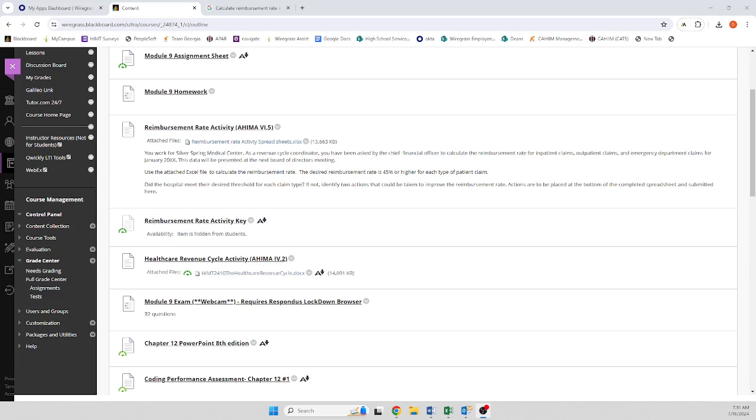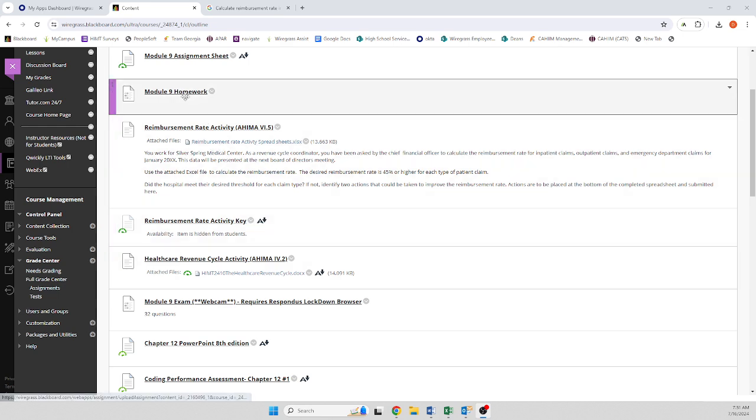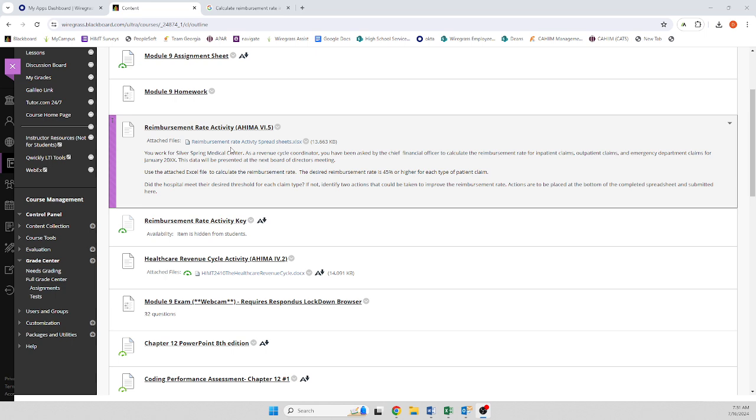Module 9's homework. So for our homework for Module 9, we have our chapter questions. The next thing we have is a reimbursement rate activity spreadsheet. It says you work for Silver Springs Medical Center as a revenue cycle coordinator. You've been asked by the Chief Financial Officer to calculate the reimbursement rate for the inpatient claims, outpatient claims, emergency department claims for January 20XX.